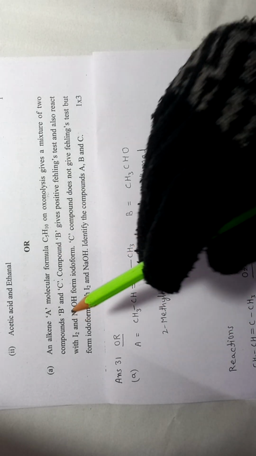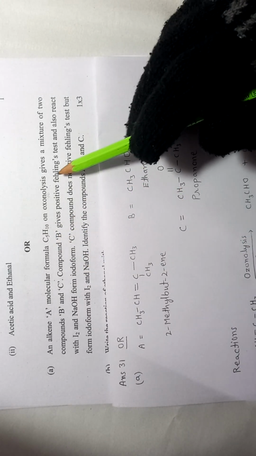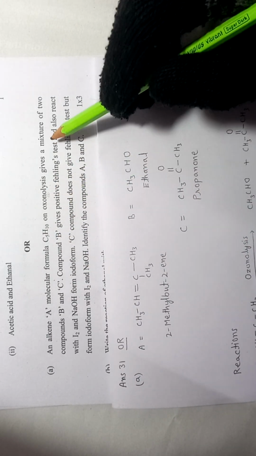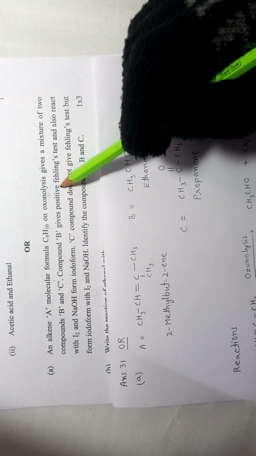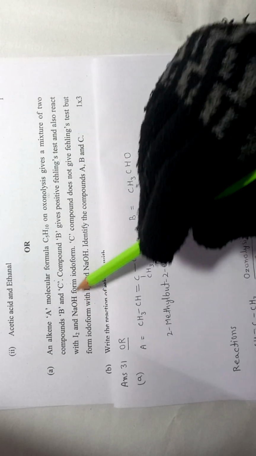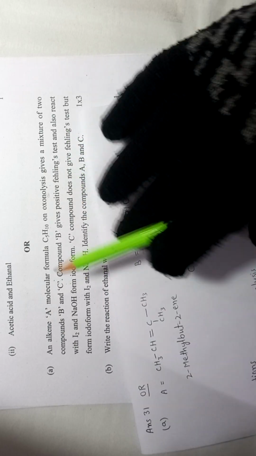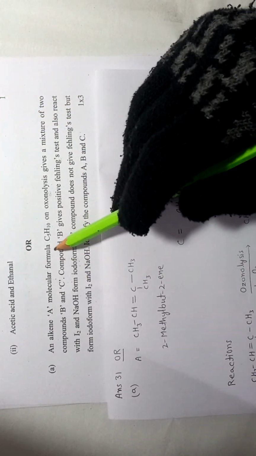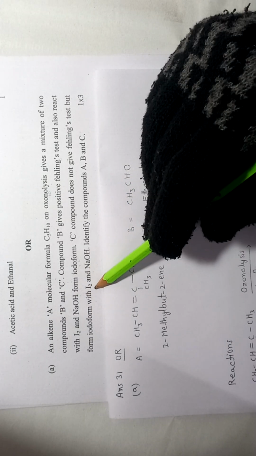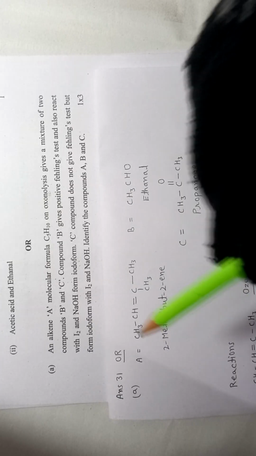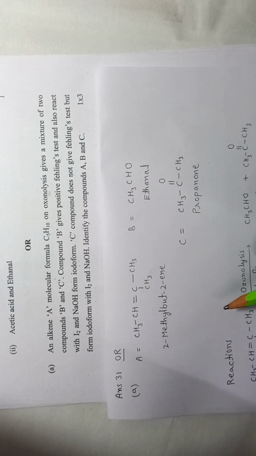Now students, analyzing this question, we get that this is a 5 carbon alkene, and on ozonolysis it gives a mixture of two compounds B and C. B gives a positive Fehling test and also reacts with this to form iodoform, so B must be an aldehyde. And C does not give the Fehling test, so it is not an aldehyde, it might be a ketone, because aldehydes or ketones are formed on ozonolysis. Both give the iodoform test, so both must have the methyl ketone group as part of the molecule.